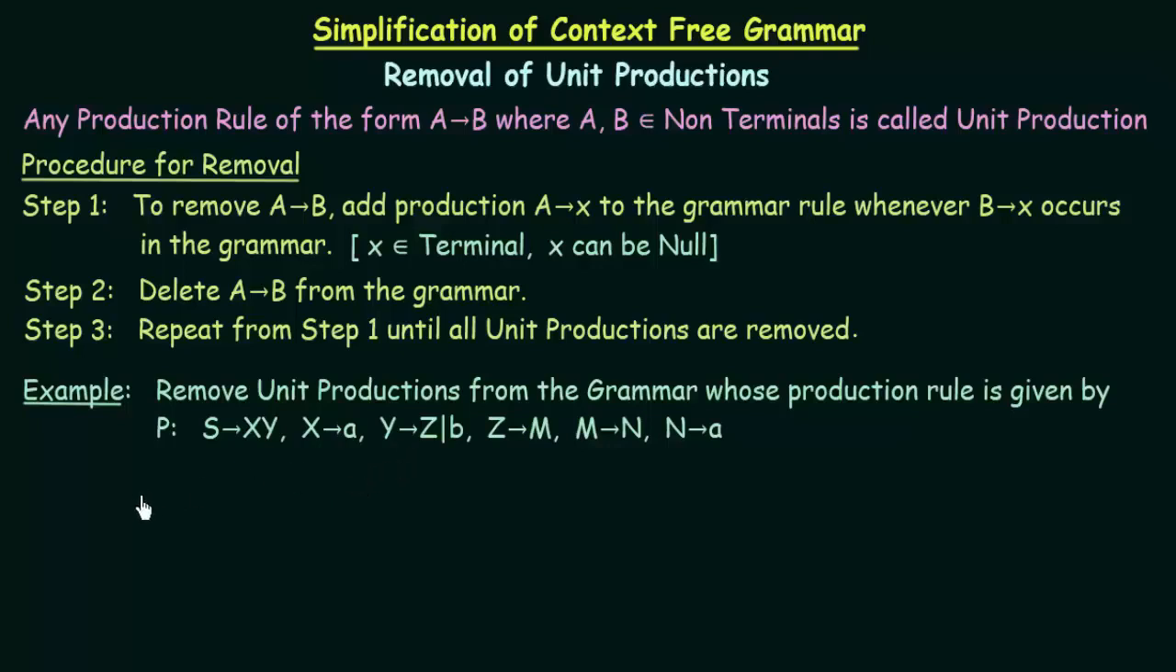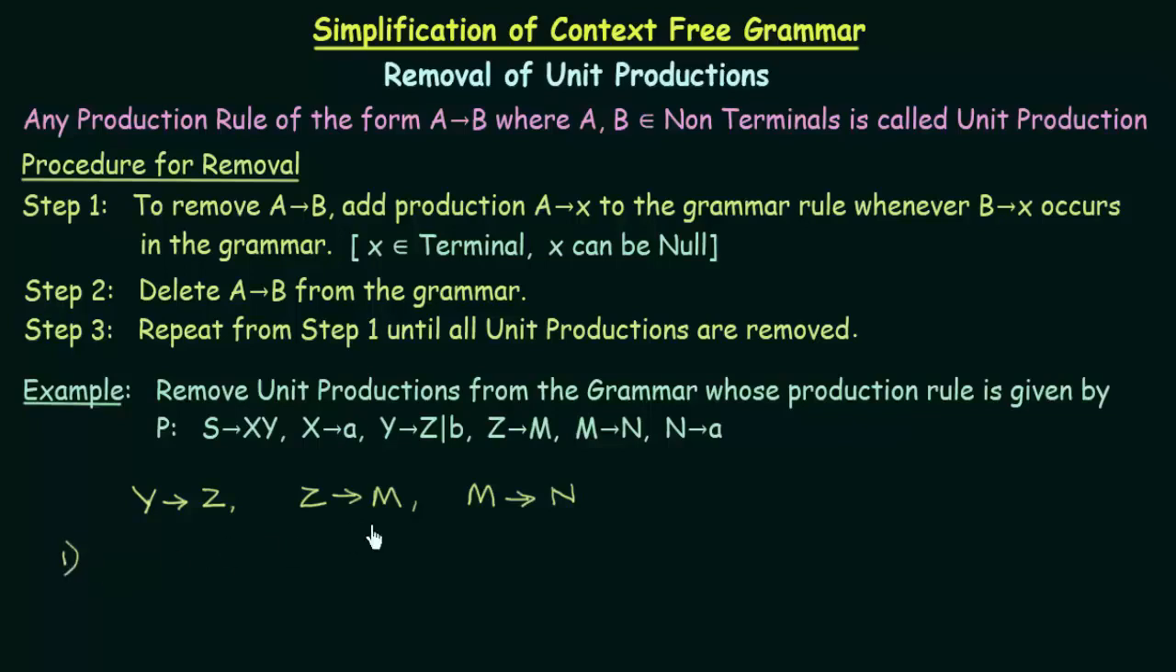The unit productions that we have are, number 1, Y gives Z, then Z gives M, and M gives N. These three productions are of the form A gives B, where both A and B are non-terminal symbols. So all these are non-terminal symbols, and these are the three unit productions that we have in our grammar. Our task is to remove them, and let's see how we can remove them.